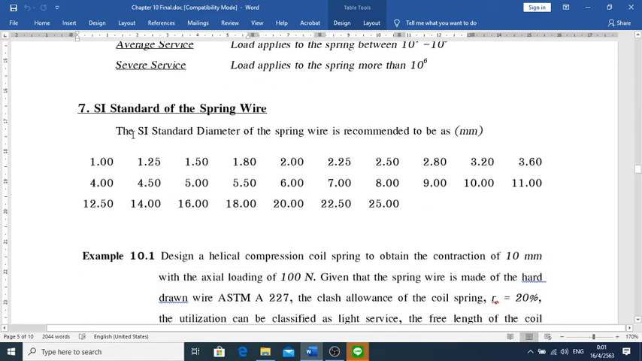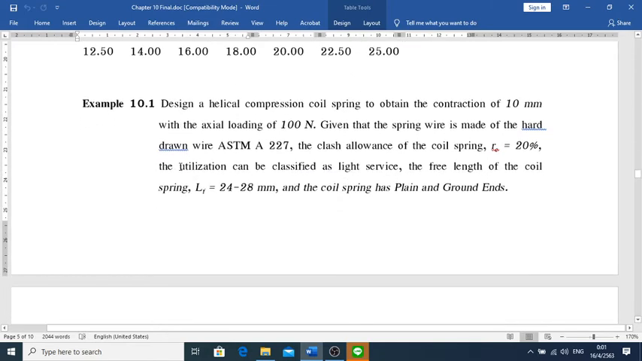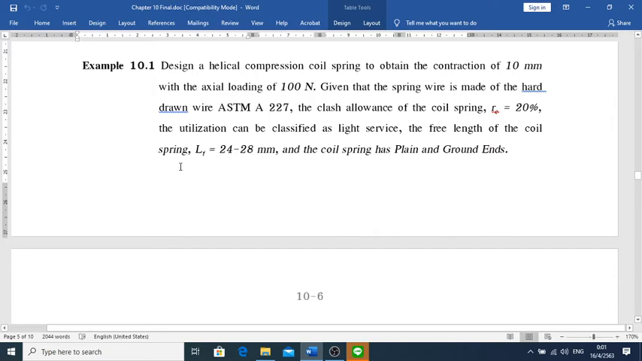And then this is going to be the SI standard. The spring will be available there, so if you come closer to any value in here, you make a selection of the spring, whatever you want to. Feel free to make a selection on that. Okay, let's go for an example here.